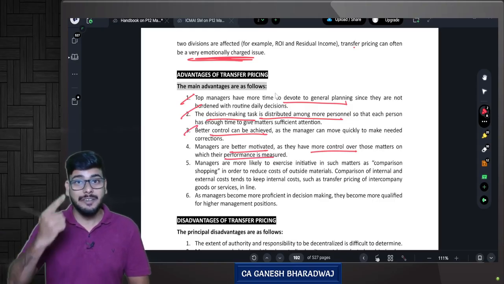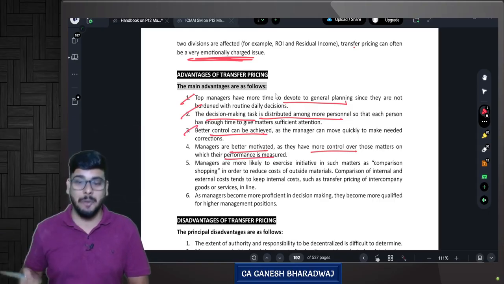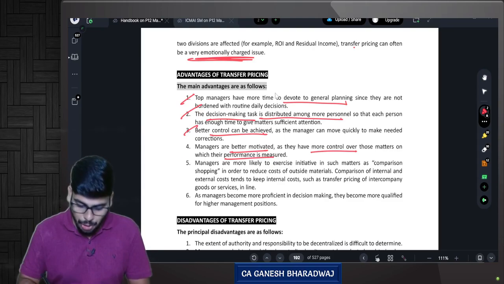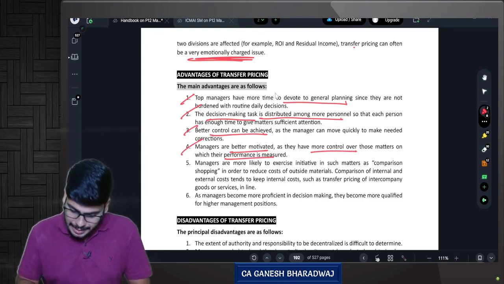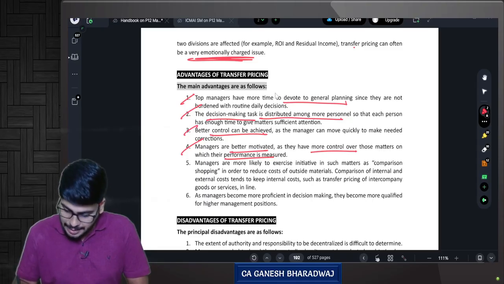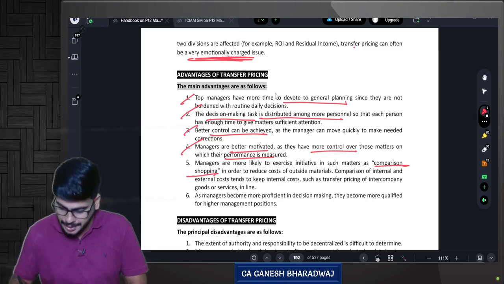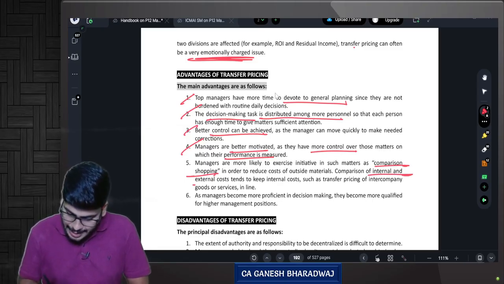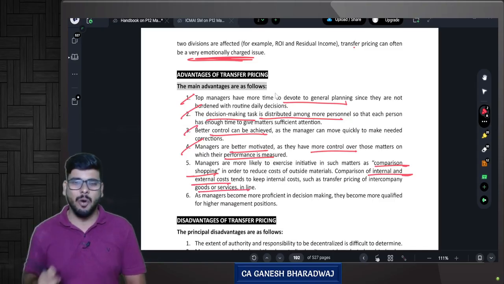Now we saw division A was a cost center. It turned into a profit center. Now the managers are all motivated. Yes. Next, managers are more likely to exercise initiative in such matters as comparison shopping in order to reduce the cost of outside material. Comparison of internal and external costs tends to keep the internal costs, such as the transfer pricing of the intercompany goods or services, in line. What do you mean by this?